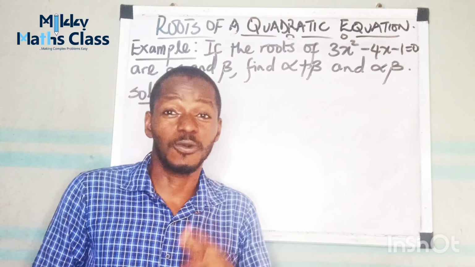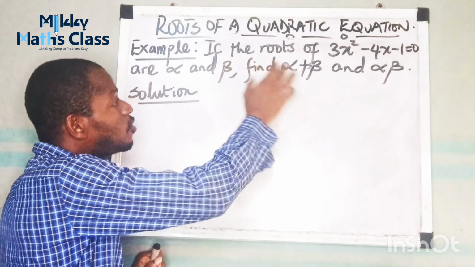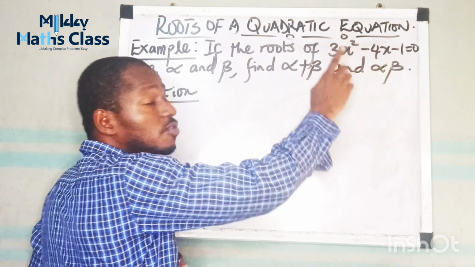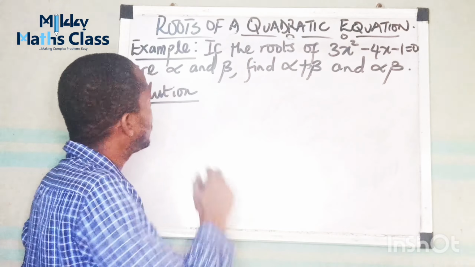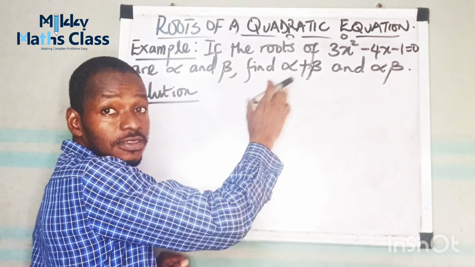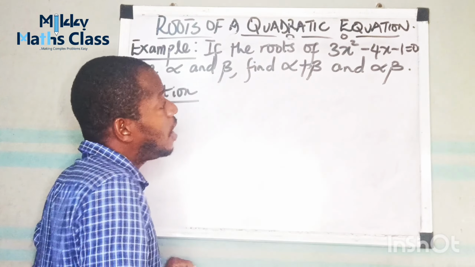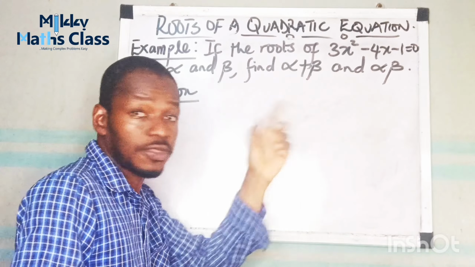Alright, let's look at this first question. It says, if the roots of 3x squared minus 4x minus 1 equals 0 are alpha and beta, find the sum of the roots alpha plus beta and the product of the roots alpha times beta.